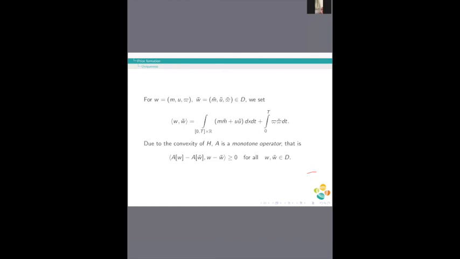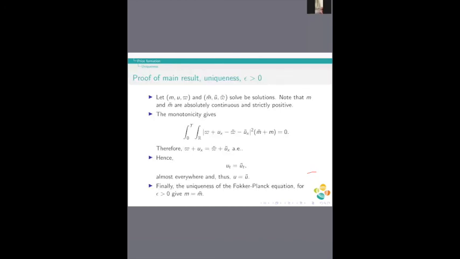So if you have two solutions, m and m tilde, that are absolutely continuous, the monotonicity gives you that the prices are the same, then the u's are the same, and if the u's are the same, then the m's are the same. And this is okay for epsilon greater than 0. For epsilon equals 0, it will be okay if you work under these natural conditions.